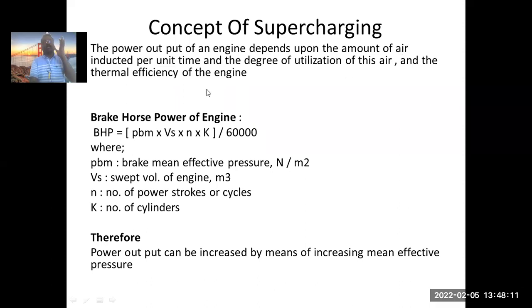So thermal efficiency of the engine, utilization of the air, and amount of air introduced into the engine, these are the parameters which are going to decide the power output of the engine.